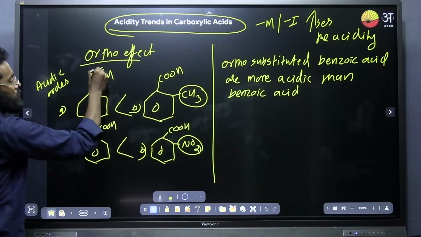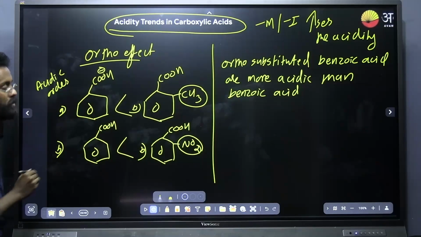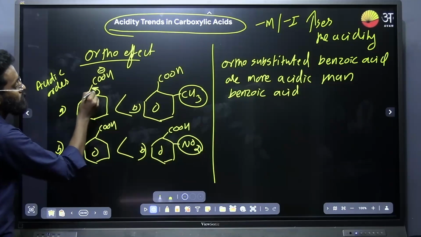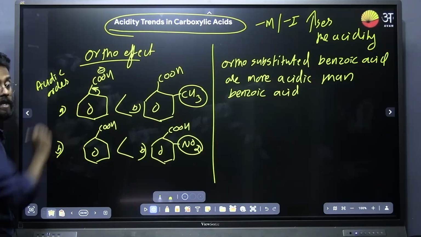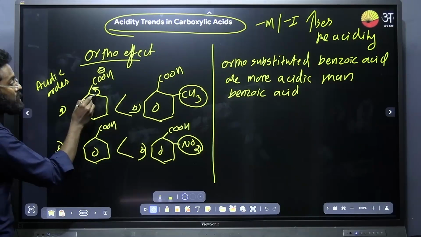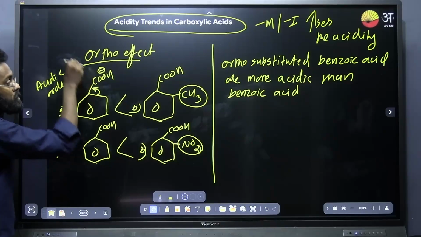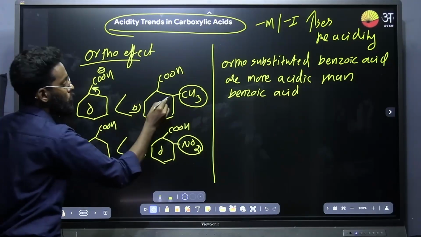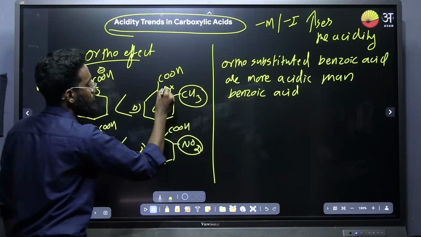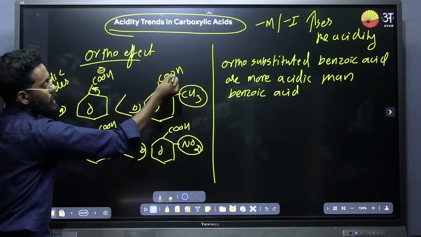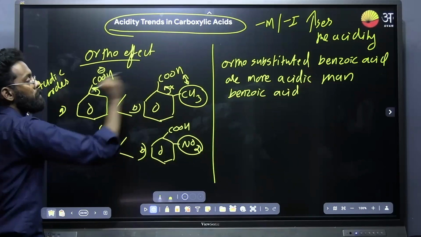Now I will be explaining that. Here you can see after removing the hydrogen, there will be negative charge here. And there will be delocalization of electrons towards this negative charge, which can decrease the acidity. Due to delocalization, the acidity is decreasing because stability of the conjugate base is decreasing. But here what is the problem? Due to the steric inhibition of resonance, because of the repulsion, this delocalization is not taking place smoothly.